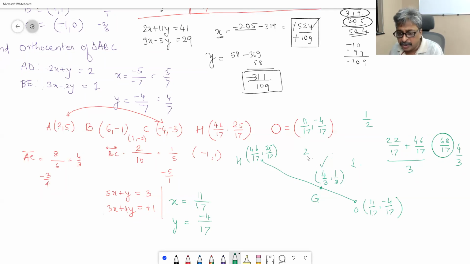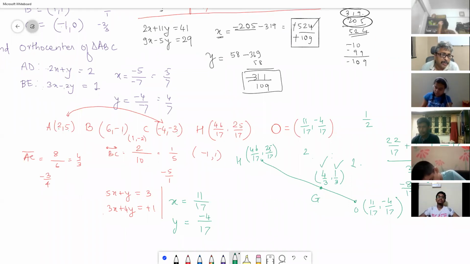Let us calculate the second one. 2 into -4/17 plus 25/17 upon 3 is equal to 17/17 over 3, 1/3. Yes. Everything is falling in place. OGH collinearity also would give you O. Intersection of perpendicular bisectors would give you O. Centroid is easy to calculate. H is the most difficult, maybe.